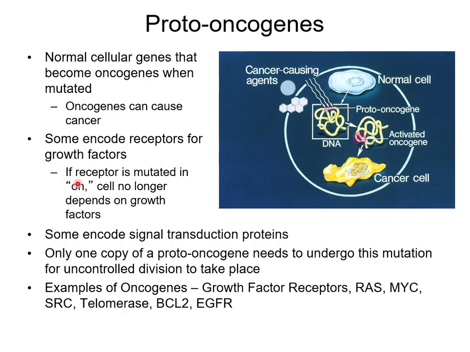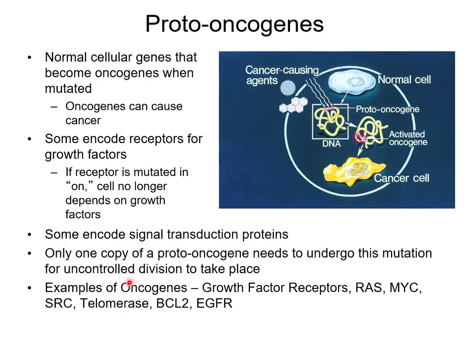When a proto-oncogene is mutated, it loses the ability to release the gas pedal. And so you lead to cancer with a mutated proto-oncogene also. And only one copy of a proto-oncogene actually has to be mutated for the uncontrolled division to take place.